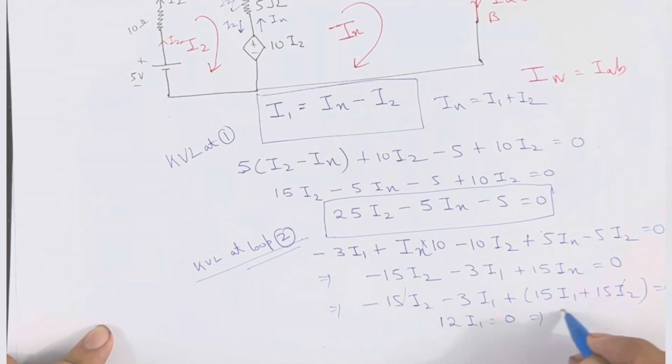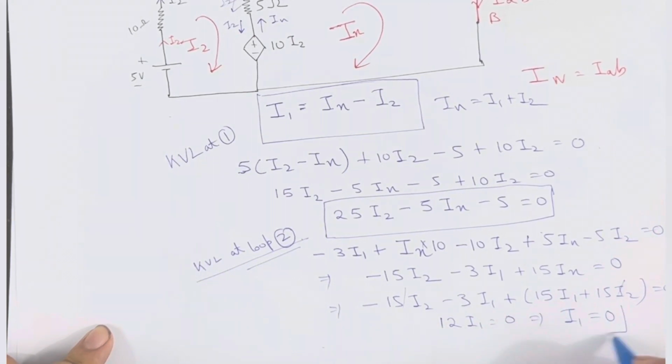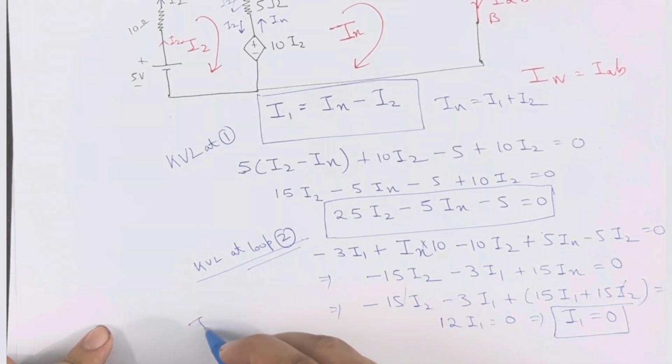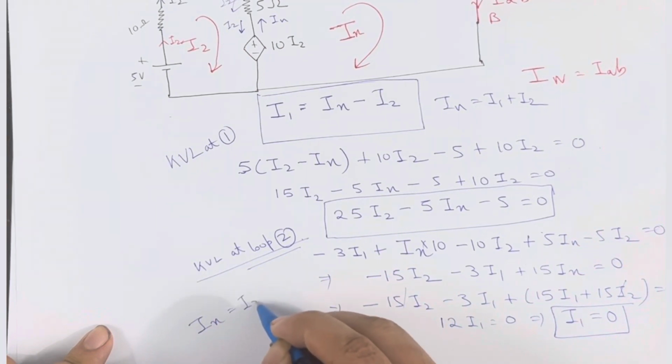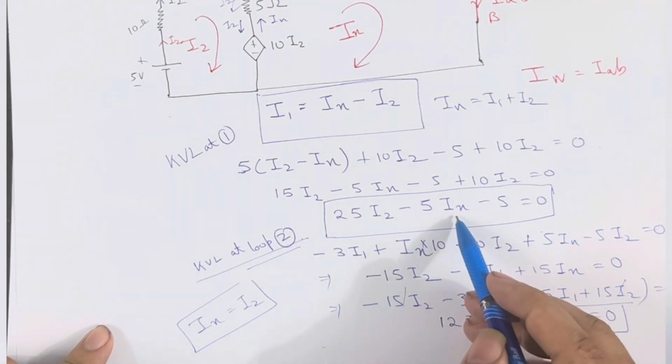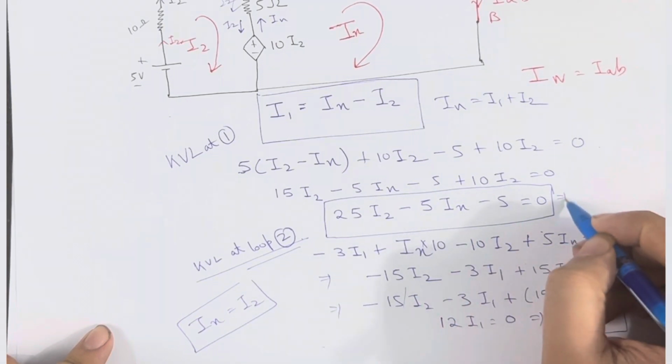So we got I1, the net current, equal to 0 at this branch. The net current of this branch is 0. If I1 equals 0, then Ix will be equal to I2. Okay, so you put Ix equal to I2 in this equation. So what will you get?